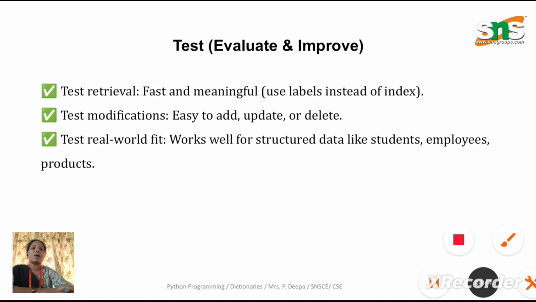So in the evaluate part, improvement and dictionary values can be used in testing retrieval, modification, real time, etc. The Python dictionary is used to store values. It is a minimal database, or a minimal data structure, used for key-value pairs. A dictionary is a collection which is ordered, changeable, and does not allow duplicate values. So these are all about the Python dictionary. Thank you.